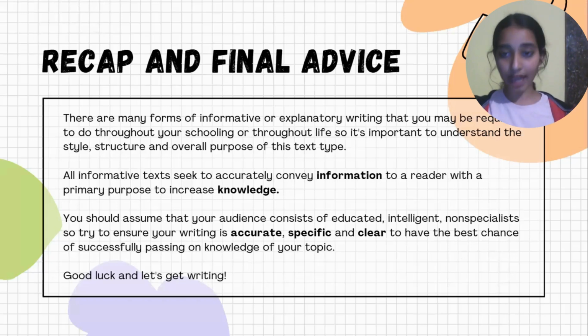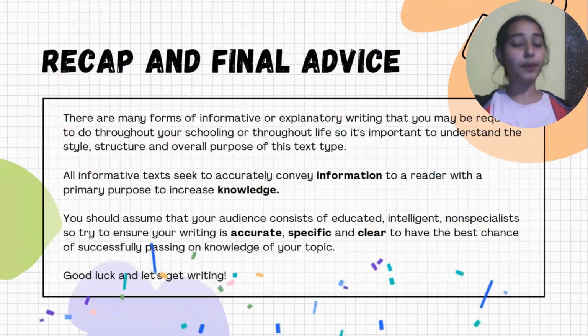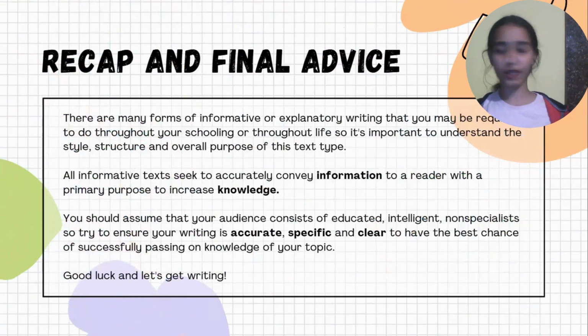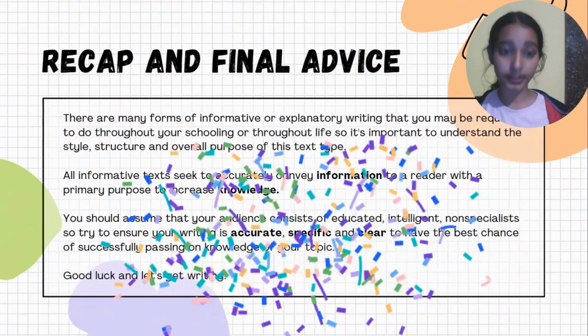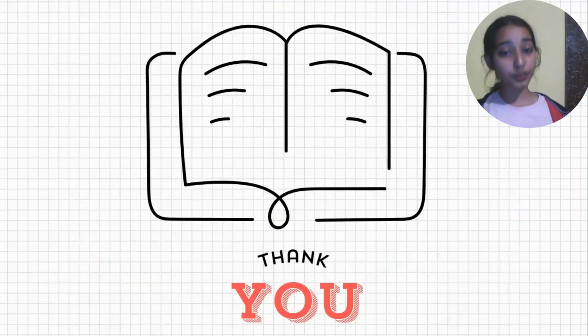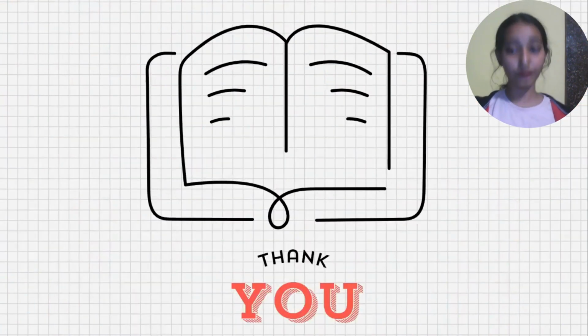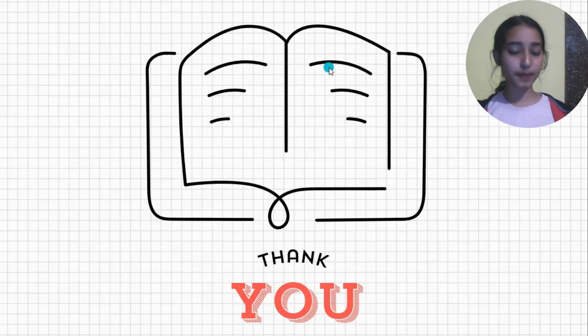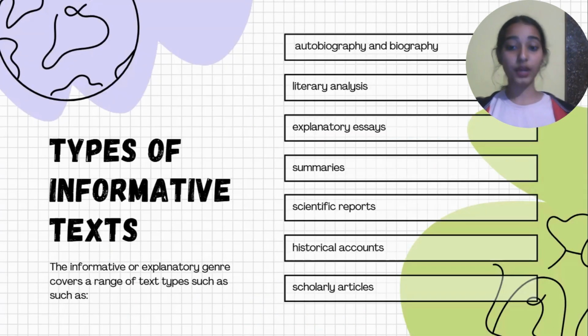So let's recap and let me give you a final piece of advice. There are many forms of informative or explanatory writing that you may be required to do throughout your schooling or throughout life. So it's important to understand the style, structure, and overall purpose of this text type. All informative texts seek to accurately convey information to a reader with a primary purpose, and that is to increase knowledge. You should assume that your audience consists of educated, intelligent, non-specialists. So try to ensure that your writing is accurate, specific, clear, and to the point to have the best chance of successfully passing on the knowledge of your topic.